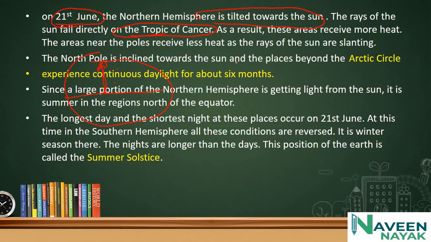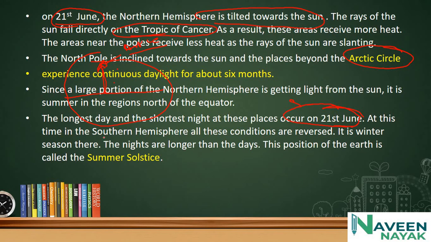The North Pole is inclined towards the sun, and the places beyond the Arctic Circle experience continuous daylight for about 6 months. In the northern hemisphere, in the Arctic Circle, there will be 6 months of day, since a large portion of the northern hemisphere is getting light from the sun. It is summer in the region north of the equator. The longest day and the shortest night at these places occur on 21st June. It is not equinox, it's the summer solstice.